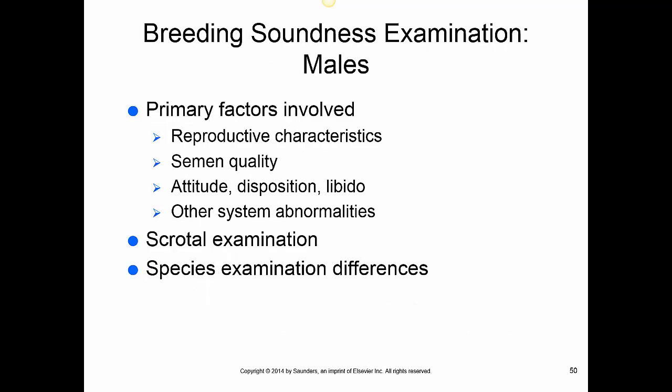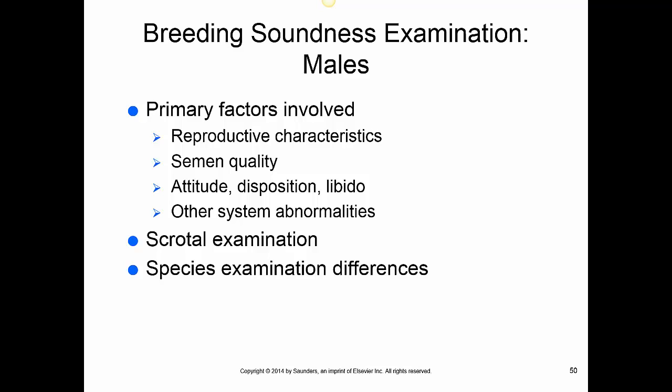Breeding soundness exams, factors involved, looking at reproductive characteristics of the male. We're wanting to see, are the testicles of the proper size, the proper location, are both of them actually there? Is the penis in the proper location? If it's deviated at all to where they're not actually able to breed, that could be a problem if you're wanting to do live cover breeding.